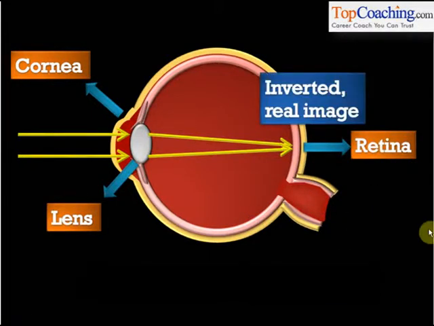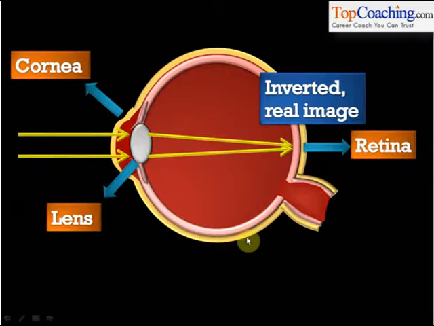The image formed by the eye lens is inverted and real. Understood? So you must remember the properties of the image. It is always inverted and real because the rays actually meet at the retina, isn't it? A real image is formed when the rays that are refracted from a lens actually meet. So this is how the image formation in the eye takes place.